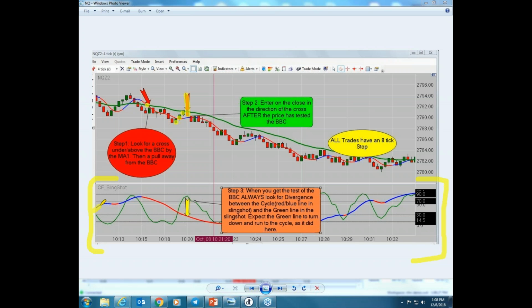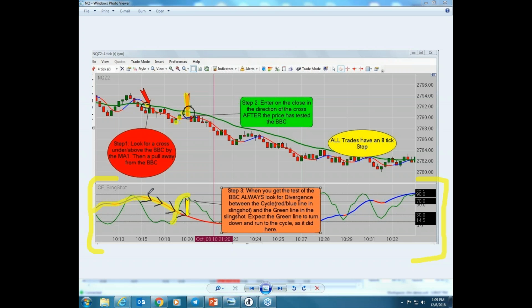This red and blue line here is referred to as the cycle. The green line, well, it's just the green line. It doesn't have a fancy name. But here's the importance of the two. Notice I talked about everything being the same color. So if the MA1 is red, then we're looking for a red candle against the BBC. We are looking for then a red cycle. Everything's the same color.